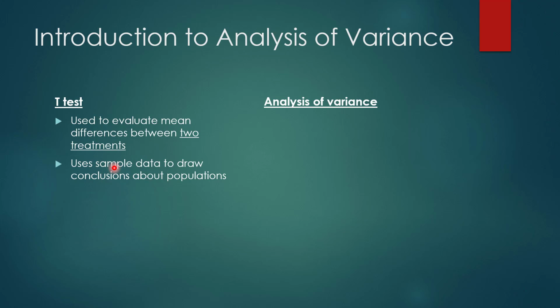It uses sample data to draw conclusions about populations, because again, we said we don't always have information about the population, so we take that sample data to draw these conclusions. Now the problem is that sometimes we have experiments where we have to do more than one hypothesis test. So if we do more than one hypothesis test, we're increasing our experiment-wise alpha.